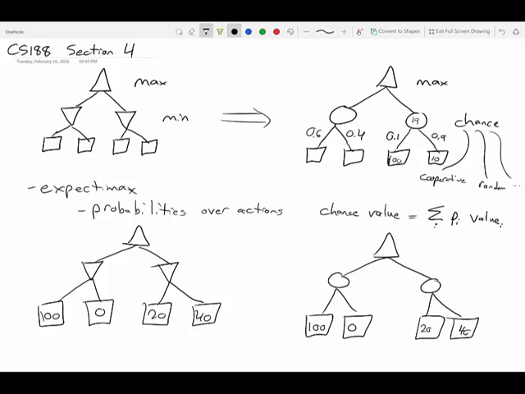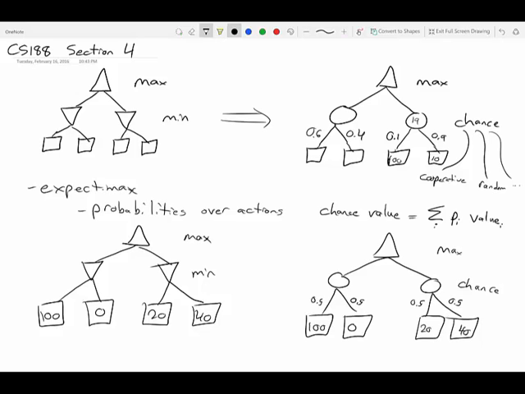And I'm going to define my chance agent as being uniform at random. So they have a 0.5 chance of going left or right, no matter what. So that's my max, that's my min, this is my max, this is my chance. So let's fill in the values for these trees, and then we'll take a look at them.